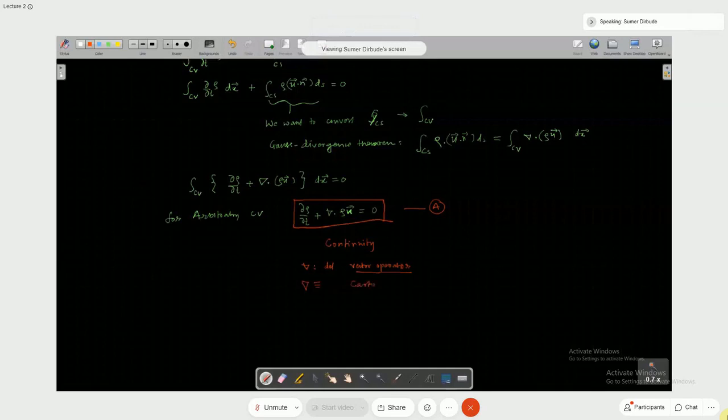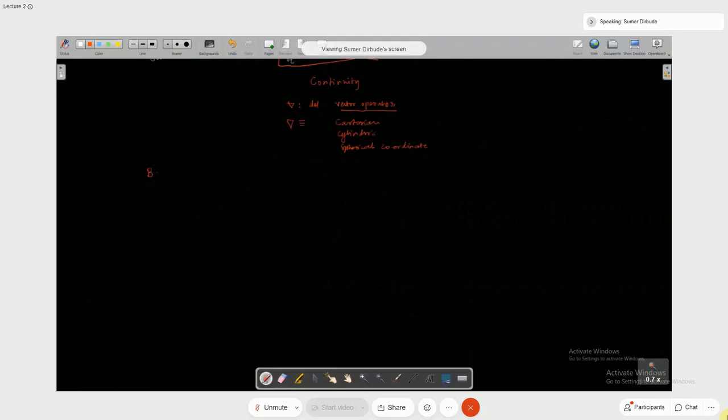For the Cartesian coordinate system, you will have a different definition. For cylindrical, you have a different definition, and for the spherical coordinate system, you have a different definition. So based on the definition of del, we can convert equation A into a particular form.